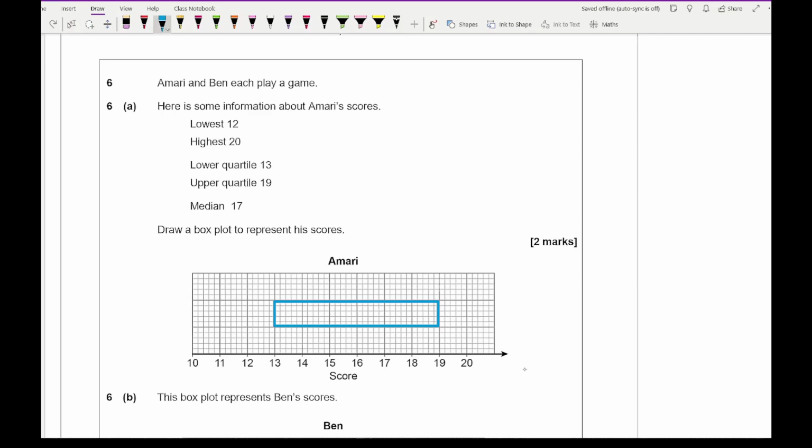Now I've drawn the box because obviously on the computer it takes forever. So this value here is my lower quartile. This value here is my upper quartile. The median value is 17, so that's the line in the middle. And the lowest number was 12, and the highest number was 20. So all I then need to do is just join those whiskers up, and I should have something that looks like this. But again, make sure you are using a ruler to draw those straight lines.